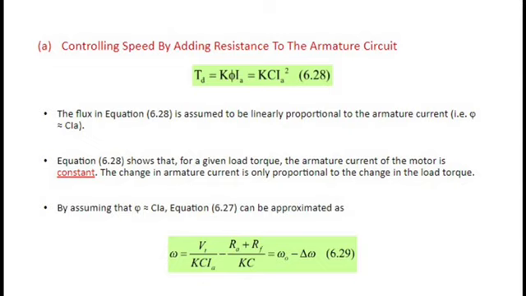For the first method, which is adding resistance to the armature circuit, the torque equation is given by K C IA squared. The flux is assumed to be linearly proportional to the armature current, flux equals C IA. The equation shows that for a given load torque, the armature current of the motor is constant. The change in armature current is only proportional to the change in the load torque. So by assuming flux equals C IA, we just need to replace the flux with C IA in the equation.